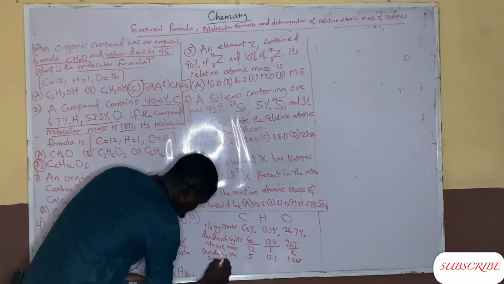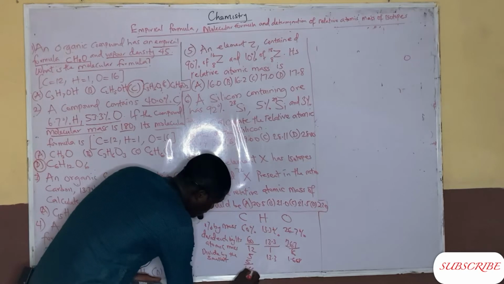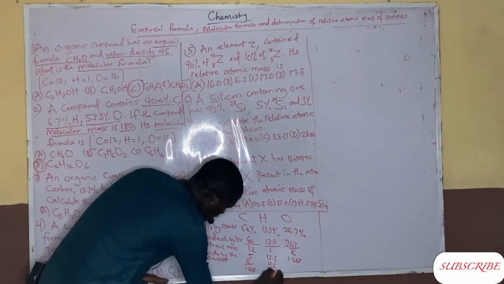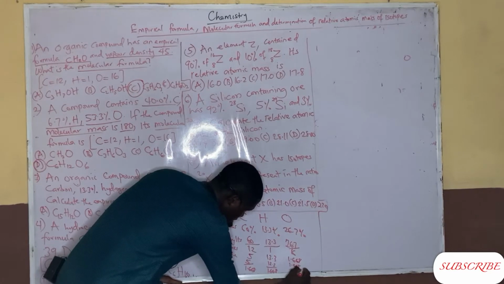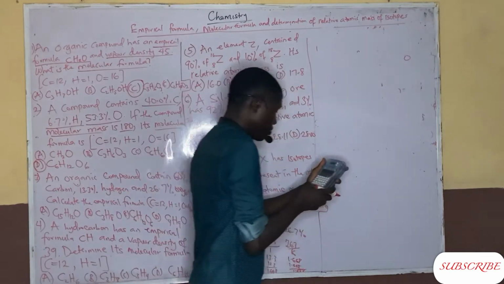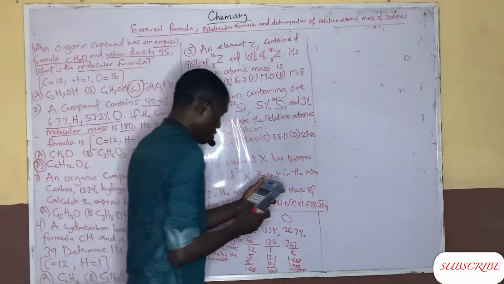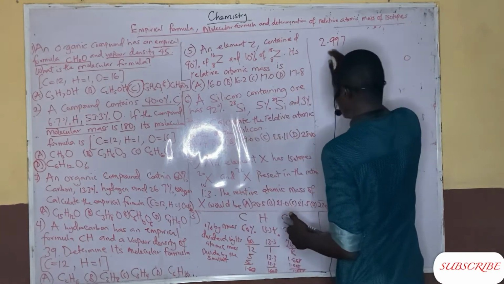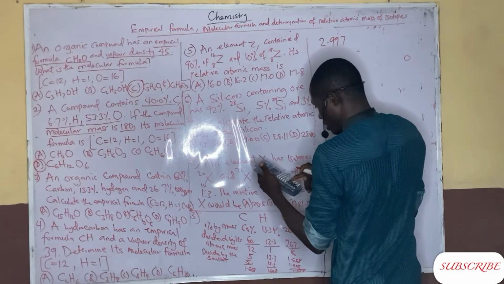Now, if we divide by the smallest, it means that this 5 will be divided by 1.668, 13.3 divided by 1.668, and 1.668 will be divided by 1.668. So now, if we divide this, 5 divided by 1.668, what do we have? We have 2.997. Now, for this one, 13.3 divided by 1.668.